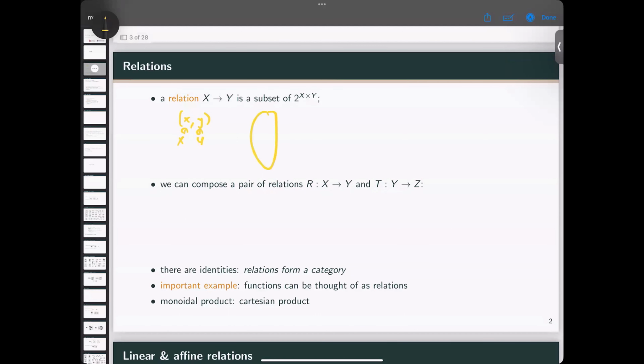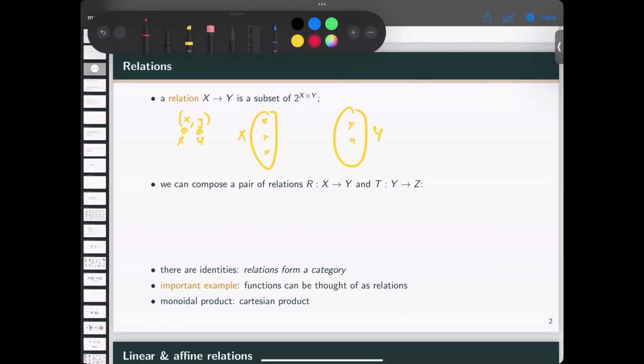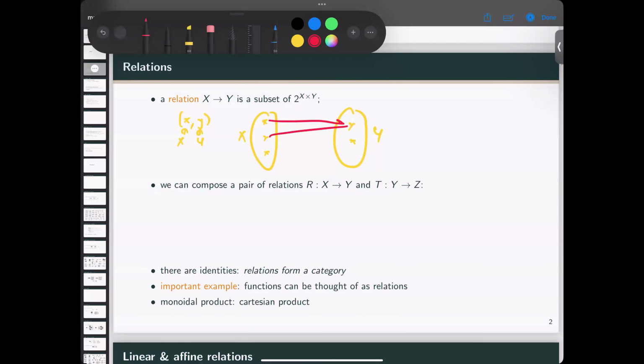And you can sort of more conveniently draw these relations by picturing the set X as a collection of points and the set Y as a different collection of points. And then whenever a pair of points, say the top two points in these two sets, belong to the relation, then you would draw an arrow or a line between them, and so you could picture an arbitrary relation as some arbitrary collection of arrows going from the set X to the set Y.